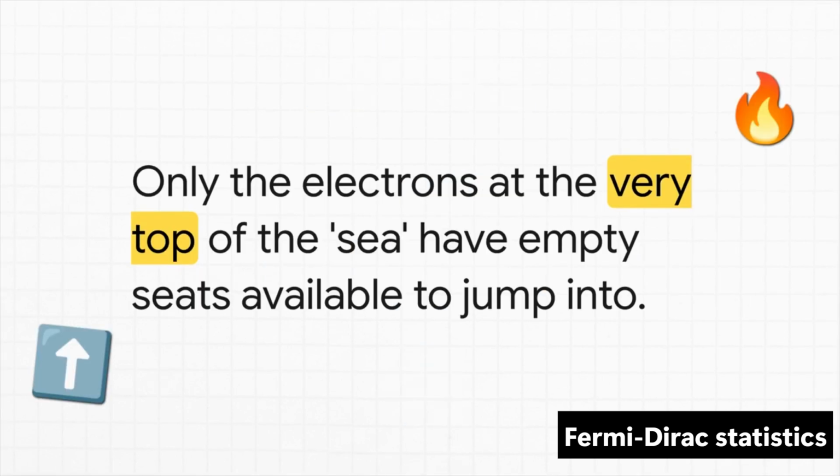Well, for an electron to absorb heat, it has to get enough energy to jump up to a higher energy seat. But for all those electrons buried deep in the Fermi sea, this is impossible. Why? Because all the nearby higher energy seats are already full. It's only the electrons right at the surface of the sea, at what we call the Fermi energy, that have empty available seats right above them. They are the only ones who can actually absorb that little bit of heat and make the jump.